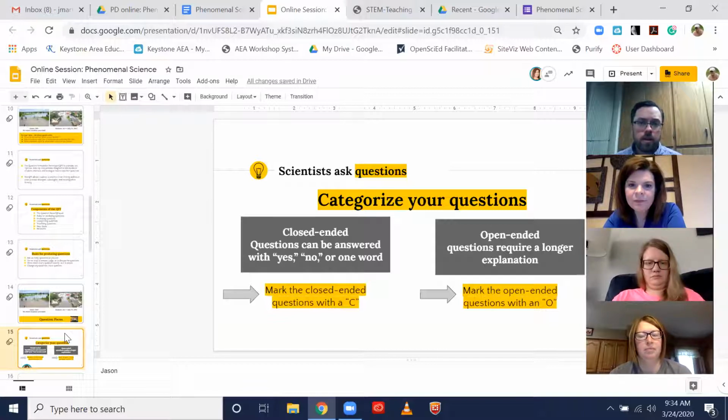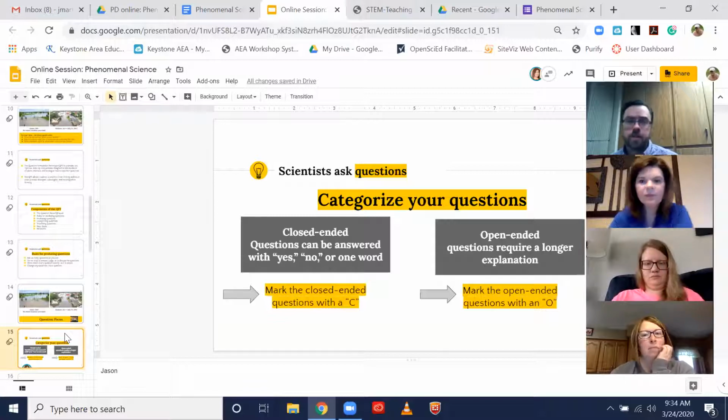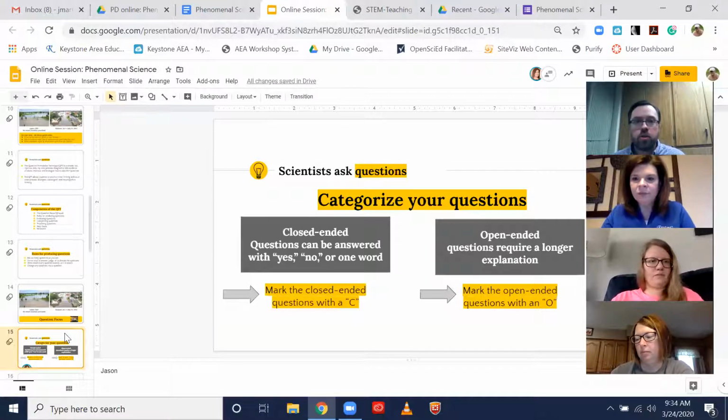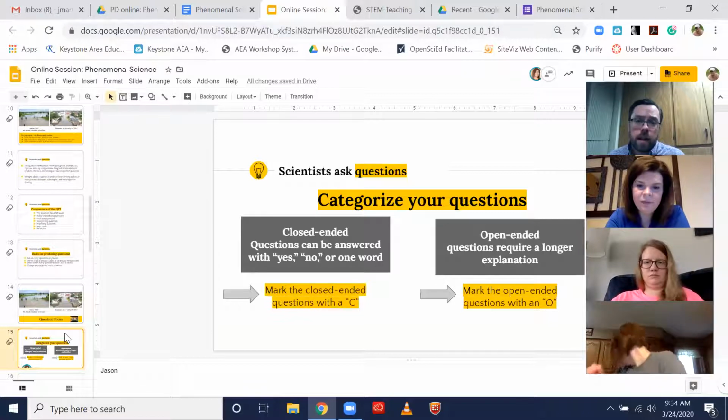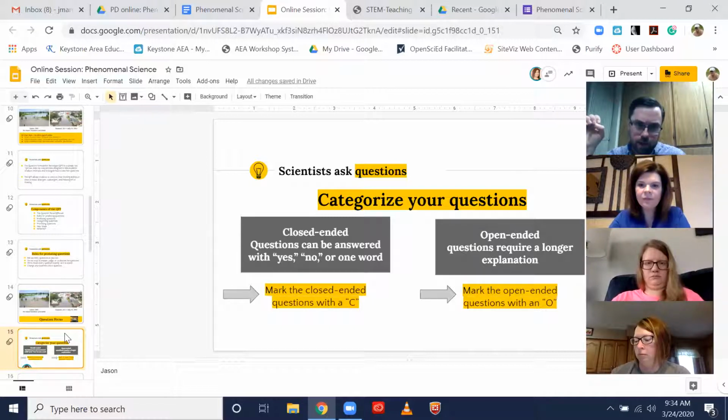So not only do scientists ask questions and kids ask questions, but sometimes they tend to ask one type or the other. And there are two general categories we usually talk about with the QFT and questions. Those would be closed-ended questions. Those are typically answered with just a single yes or no, or maybe a one-word answer. And then open-ended questions, things that are a little more broad-based. It's going to require a longer explanation in order to get to those answers.